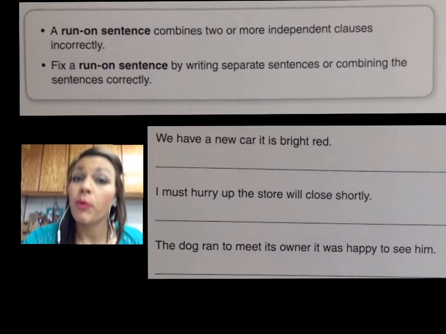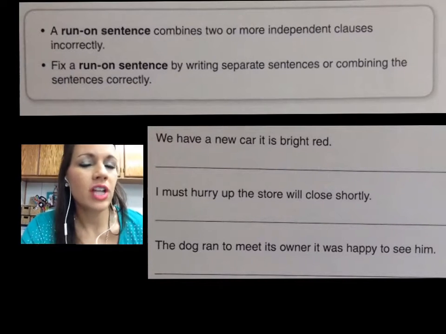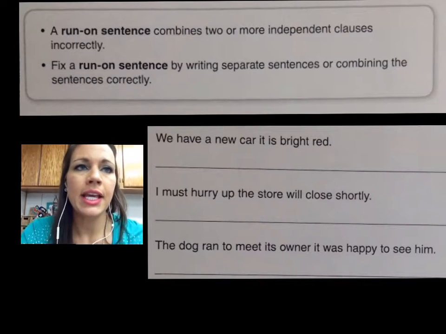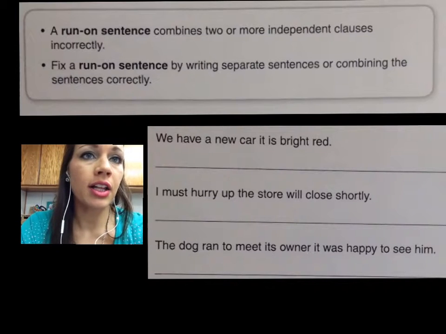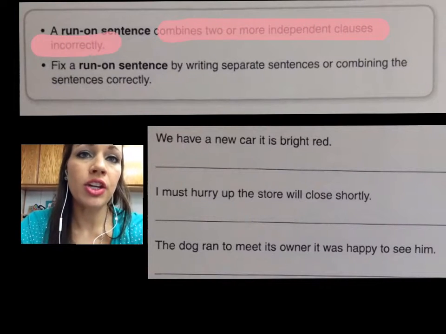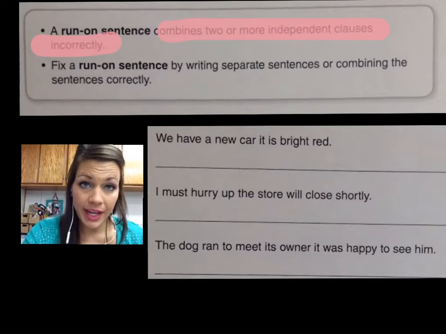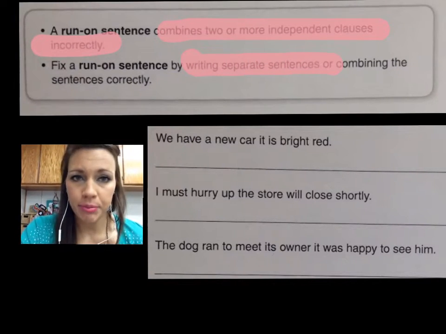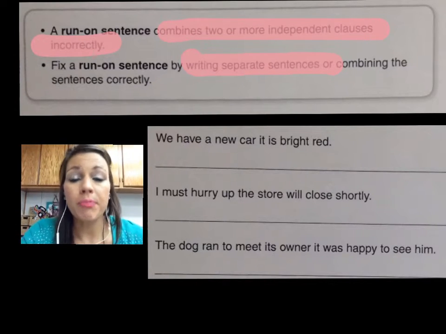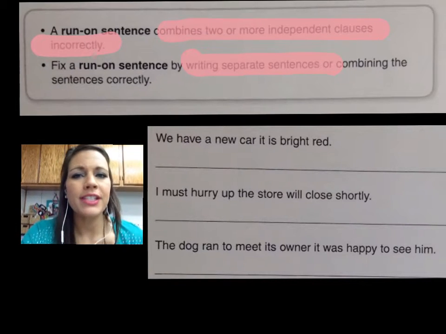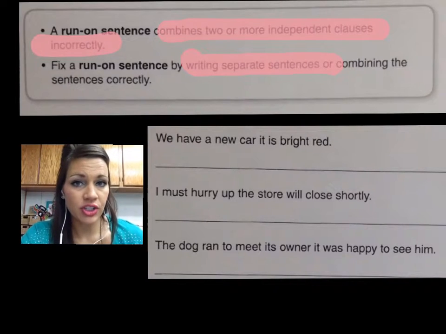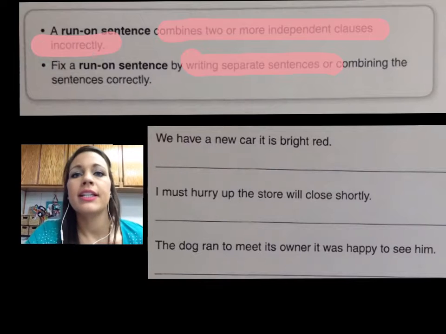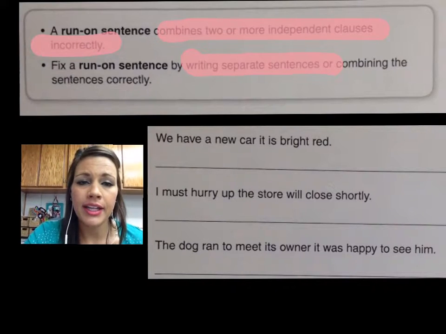Let's first talk about what a run-on is, and we have talked about this a little bit in class. A run-on sentence combines two or more independent clauses incorrectly. Now we have two ways to fix a run-on sentence. You can either write them into two separate sentences, or if you want to put them together, remember last week we talked about subordinating conjunctions? You can use those words like and, or, but you have to use a comma as well.